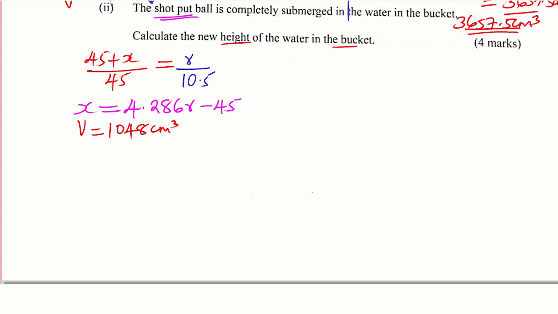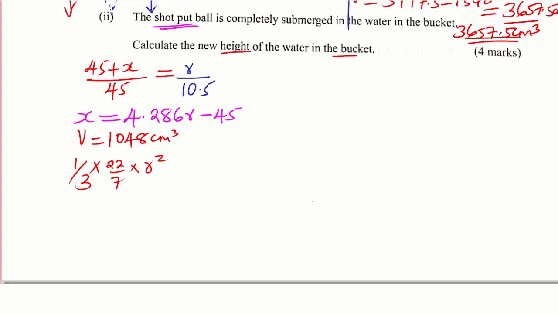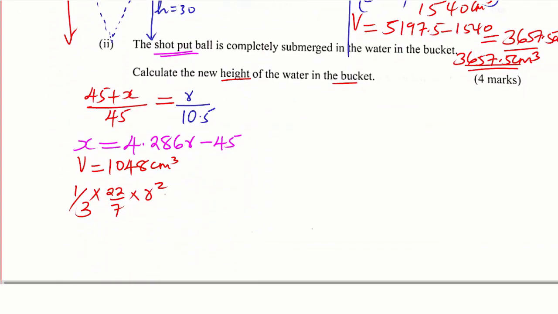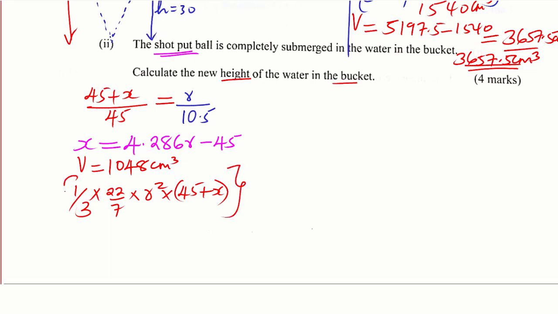So the volume of the bigger cone will be a third times pi, 22/7, times radius. The radius of the bigger cone is r, as you can see from the diagram here. So that will be r squared times the height. The height will be 45 plus x. That is what you're supposed to do.